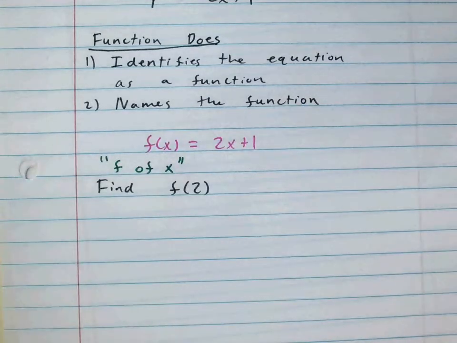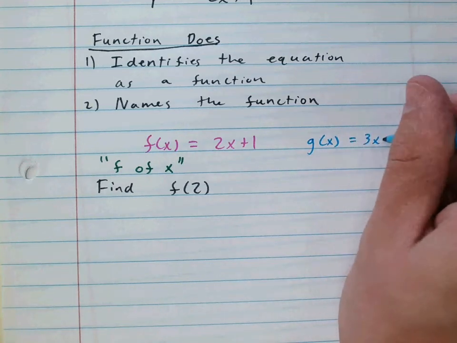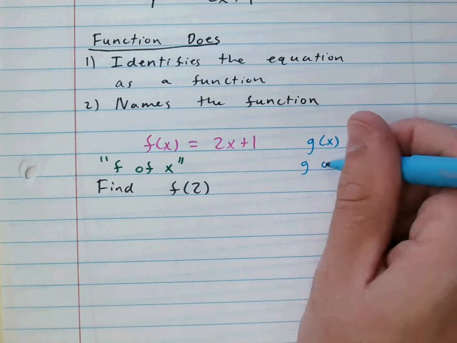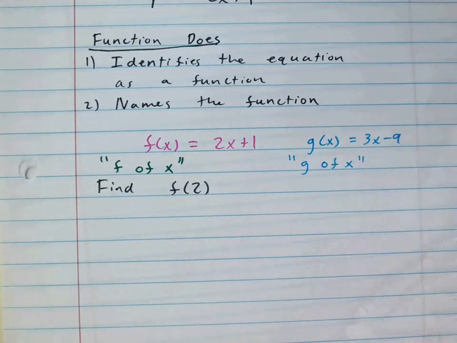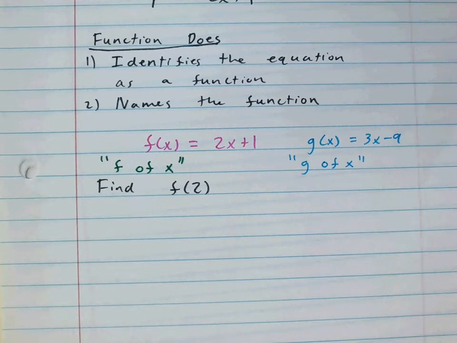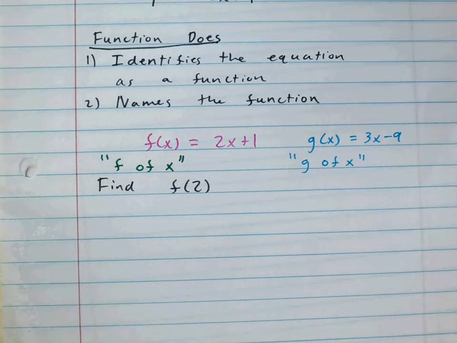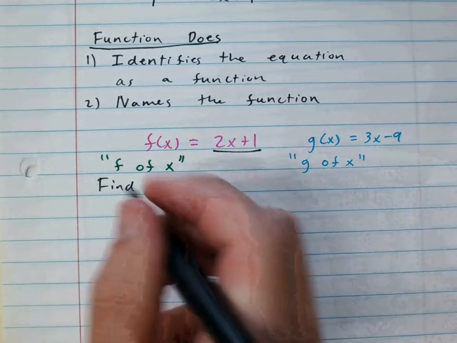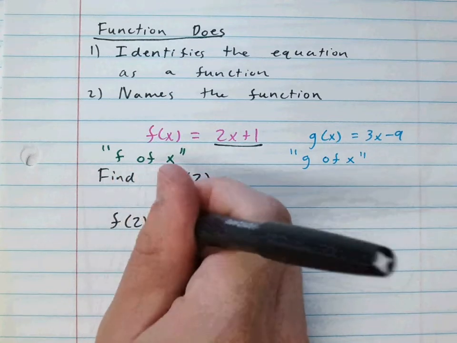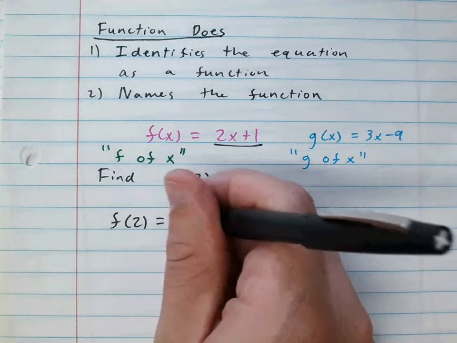Now let's go back to that g up here. When I have g parentheses x equals 3x minus 9, this is called g of x. Again, we're saying that g is the operation that we are performing on x. So when I'm finding f of 2, what I'm really asking for is what do I get when I perform this operation on the value of 2. So f of 2, all I do inside of my function is replace all of the x's with 2.